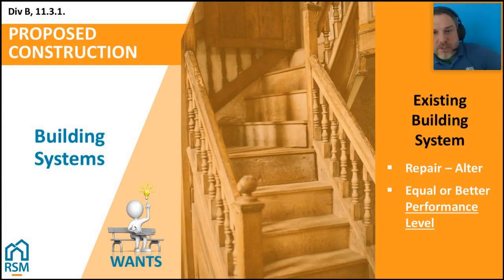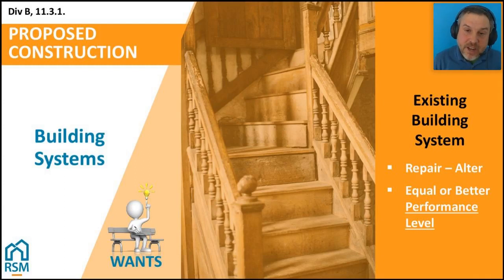So building systems, it tells us that an existing building system, you can repair or you can alter, and you need to have an equal or better performance level. Now, I think the key here is it doesn't talk about a reduction in performance level. In this particular case, the way I see it, you can use your feelings. You can use your feelings here because it's not specifically giving us a particular trigger of a reduction of performance level.